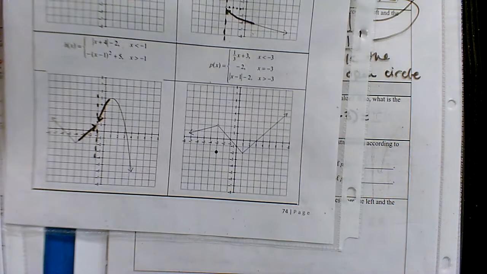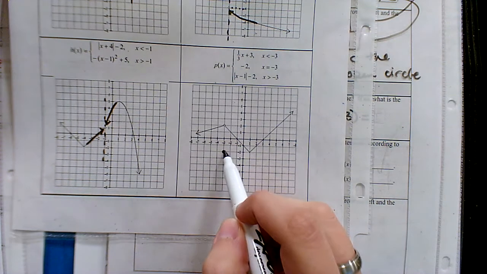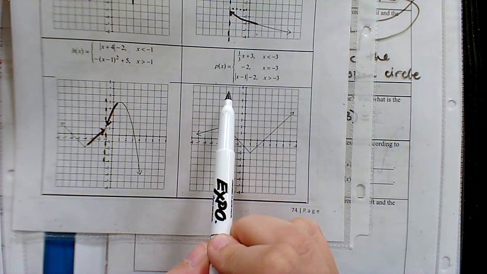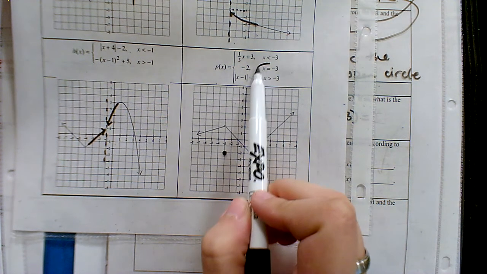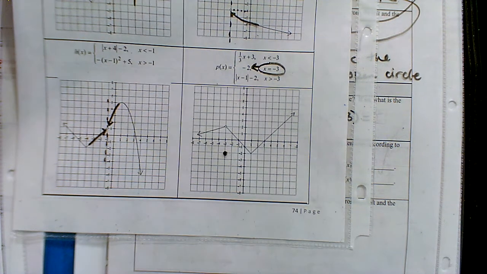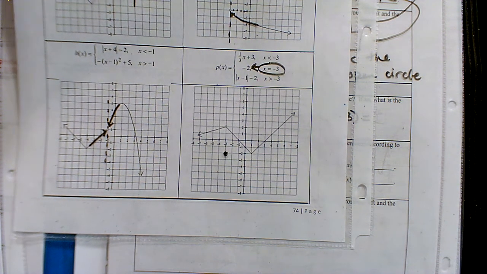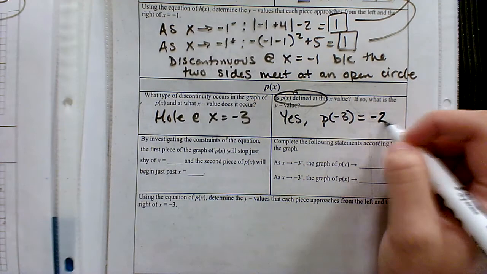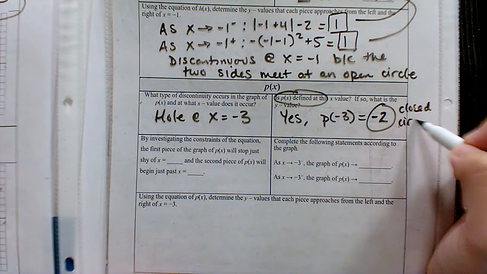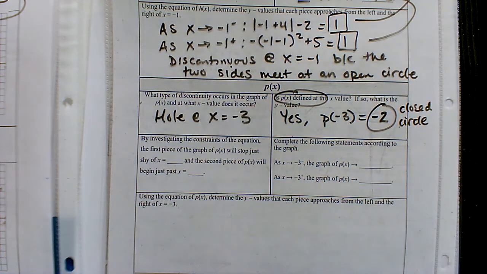Let's take a look at the graph. Go ahead, Marie. Okay, so based off the graph, the closed circle's at negative 2. Based off the equations, the only one that could equal negative 3 is the middle one. And notice how that has a value of negative 2 as well. Okay, so both of them are checking out. So this is a closed circle on our graph.